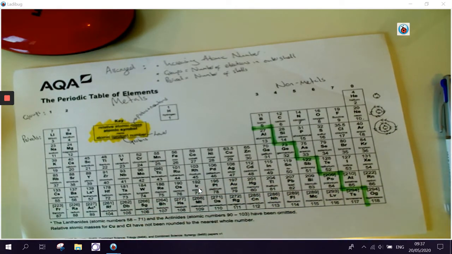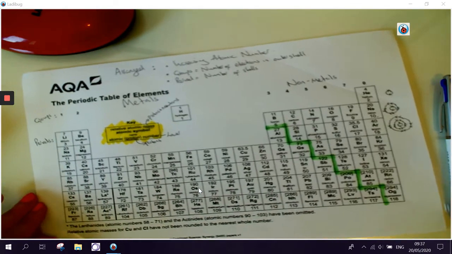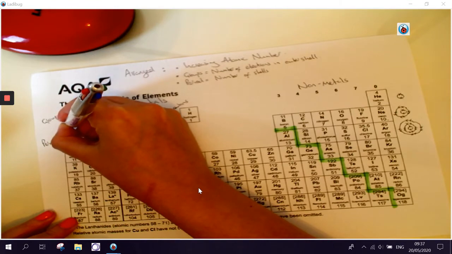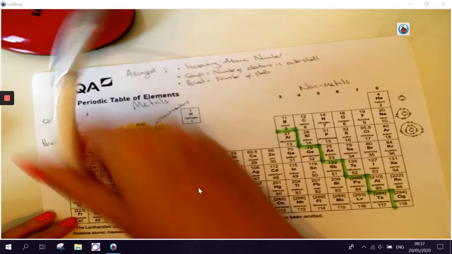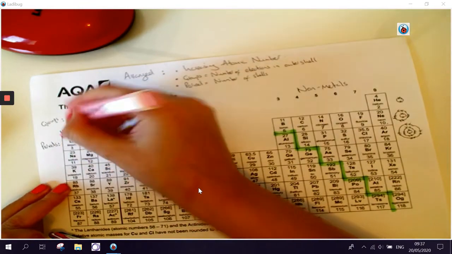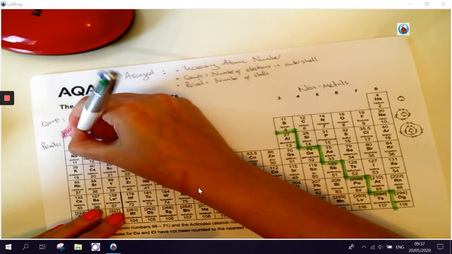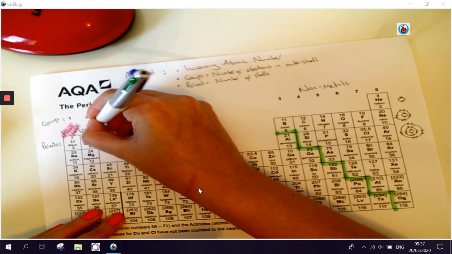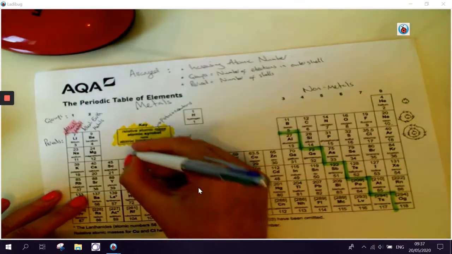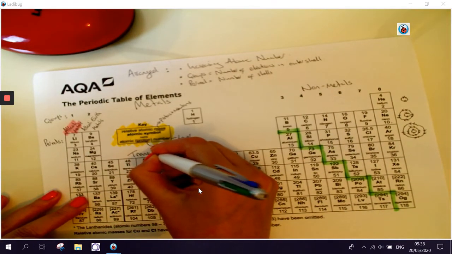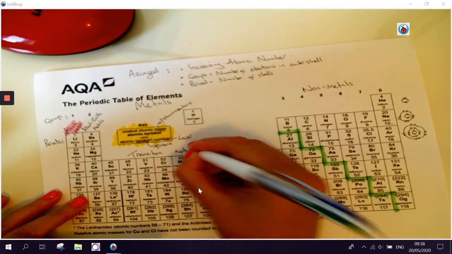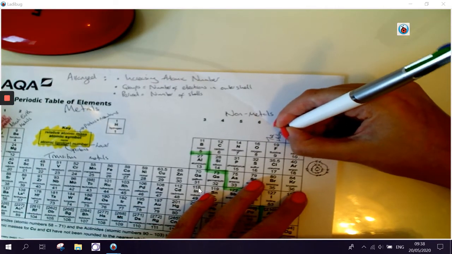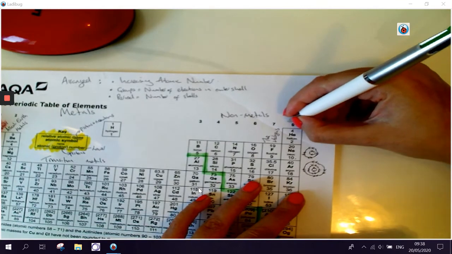There are just a couple of specific groups that we need to know about now. So group 1 is our alkali metals. Group 2 is the alkali earth metals. This middle block is the transition metals. Group 7 is the halogens. And group 0 is the noble gases.